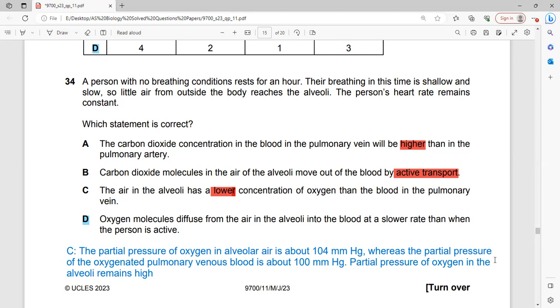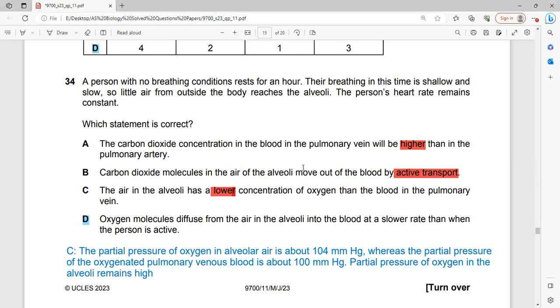The pulmonary vein contains deoxygenated blood, which is coming from the heart. So the carbon dioxide concentration in the blood in the pulmonary vein will be higher because it's moving to the lungs, and in the lungs it will remove the carbon dioxide. So this is, the carbon dioxide concentration in the blood in the pulmonary artery is greater.